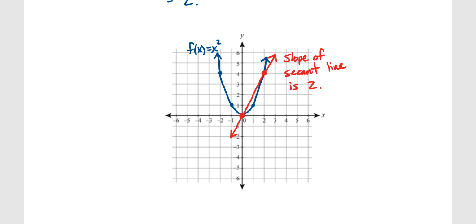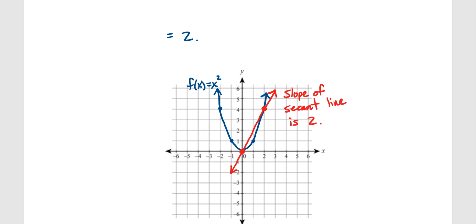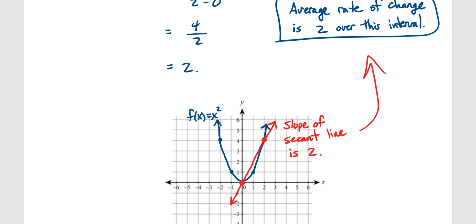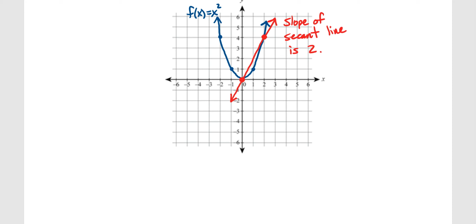If we connect those 2 points as a straight line, that is the secant line, and the slope of that line is 2. So we found it algebraically, doing it by hand up here. We got an answer of 2 for the average rate of change, and looking at the graph, this does look like a slope of 2.